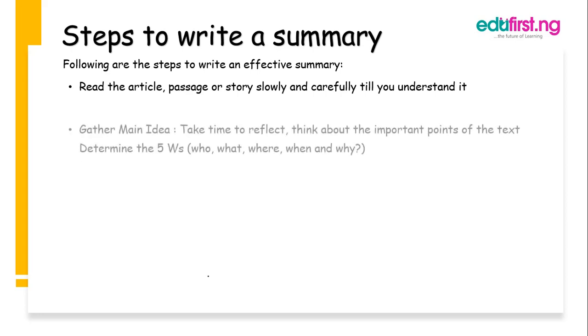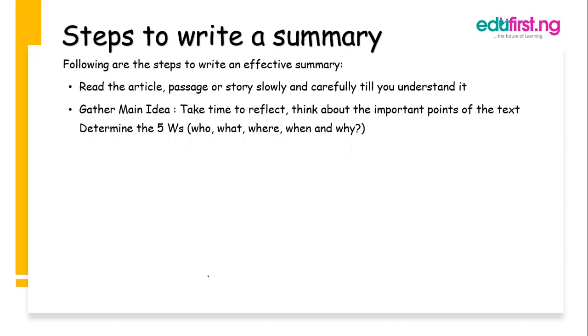The second step is to gather main ideas. Once you've finished reading the original piece and you understand it, take time to reflect on what you've read. Think about the important points of the text and how the author constructed the sequence of events, or how the director constructed the sequence of the movie. This is where you determine the 5 W's: who, what, where, when, and why.